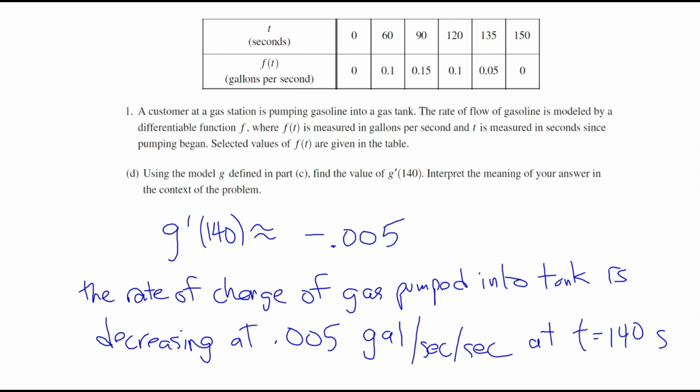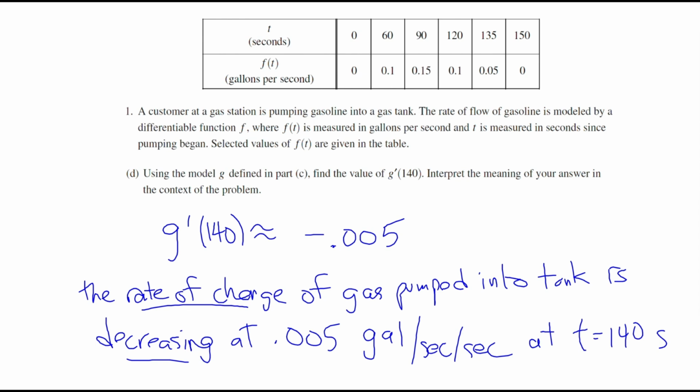We want to have all those things in there because they want us to be specific about what's happening, right? It's the rate of change that is decreasing. It's not that the amount is decreasing, but that the rate of change is decreasing, because G represents the rate of change. And so its derivative tells you if it's increasing or decreasing.